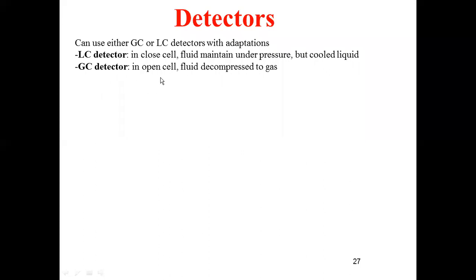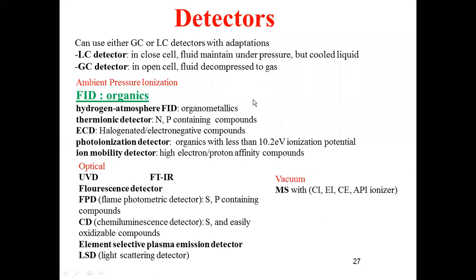While using GC detectors in open cell, the fluid is going to be decompressed to gas, because the mobile phase will be in the vaporized state and the solutes are also converted into vapor state. Therefore, the fluid must be decompressed to gaseous state. And under ambient pressure, the ionization detectors can be used. Say, for example, the flame ionization detector can be used for the separation of organics.